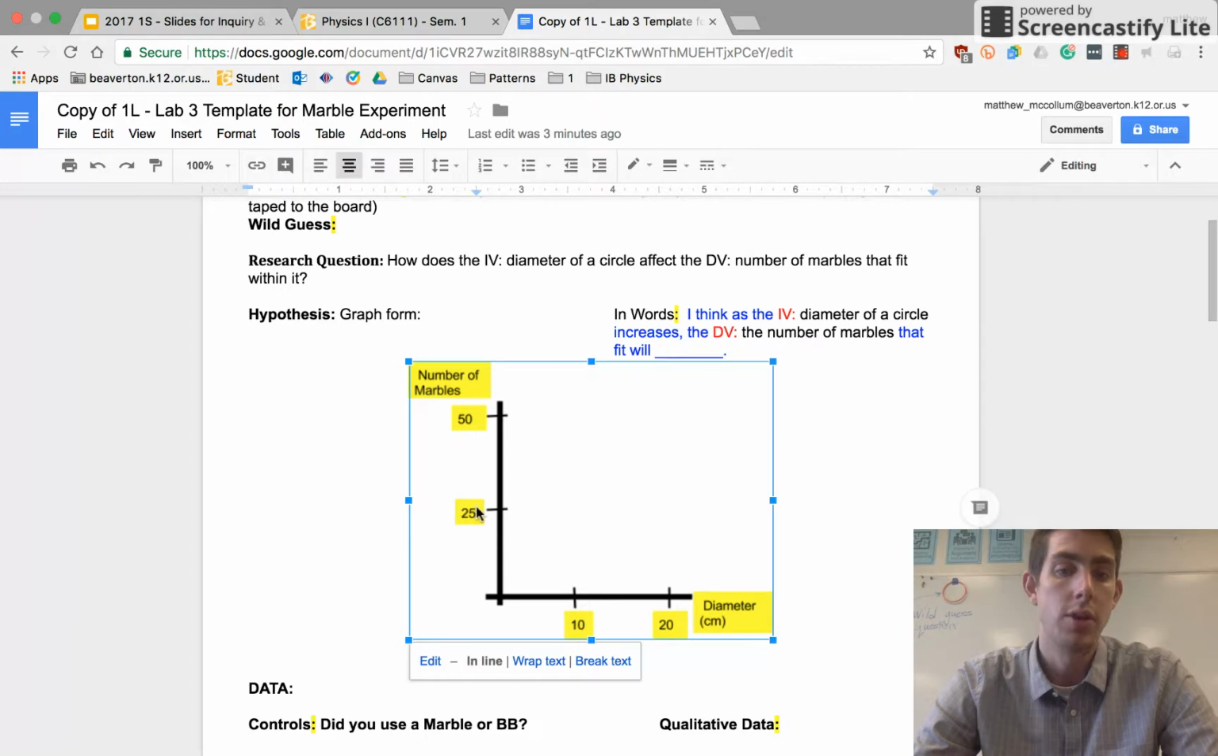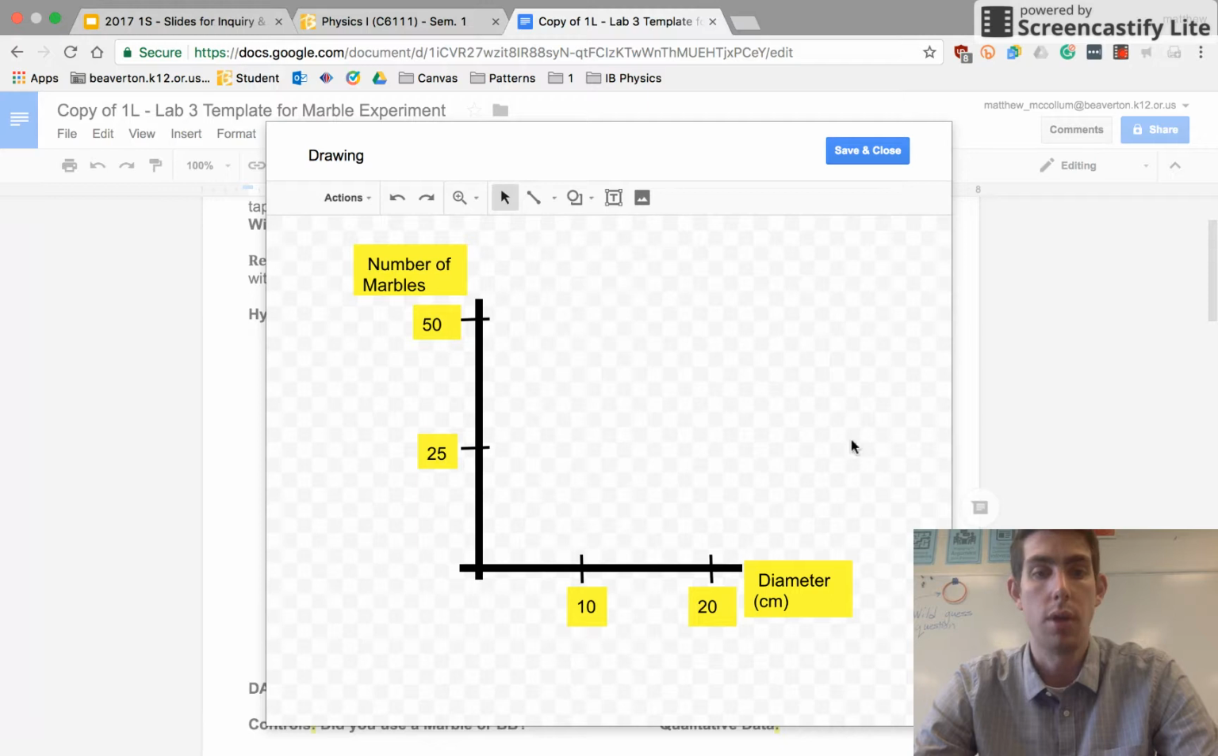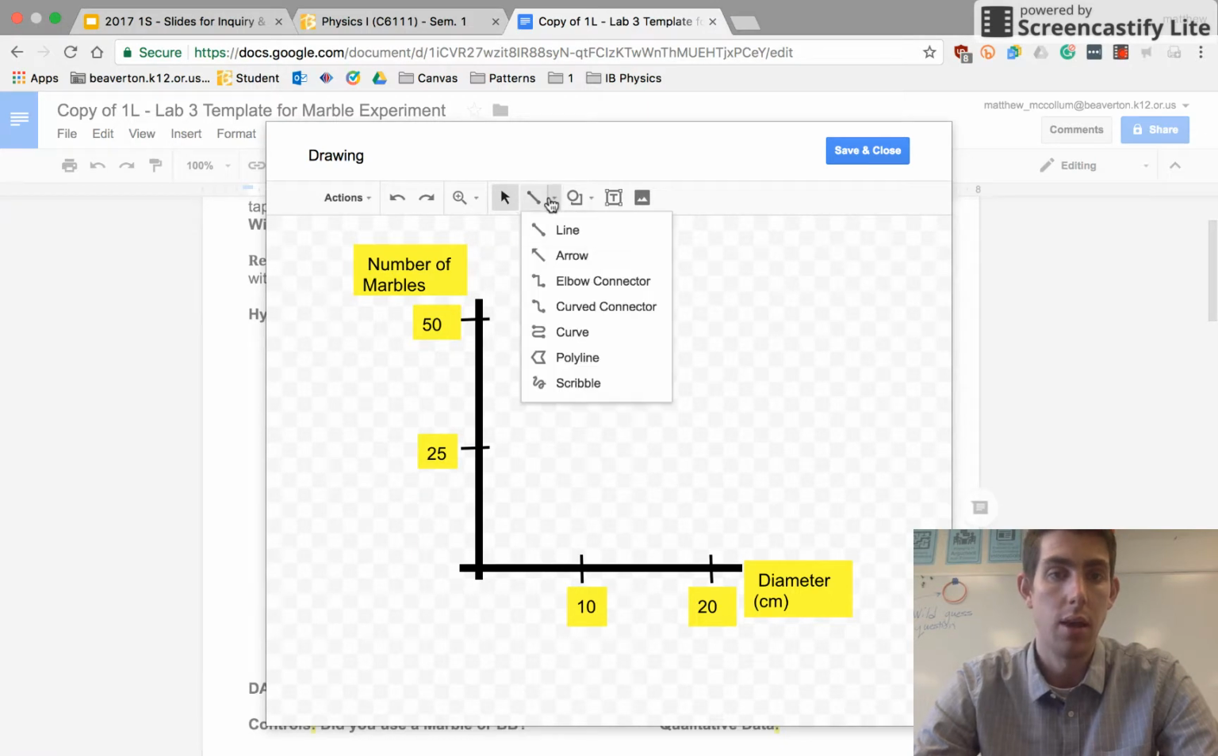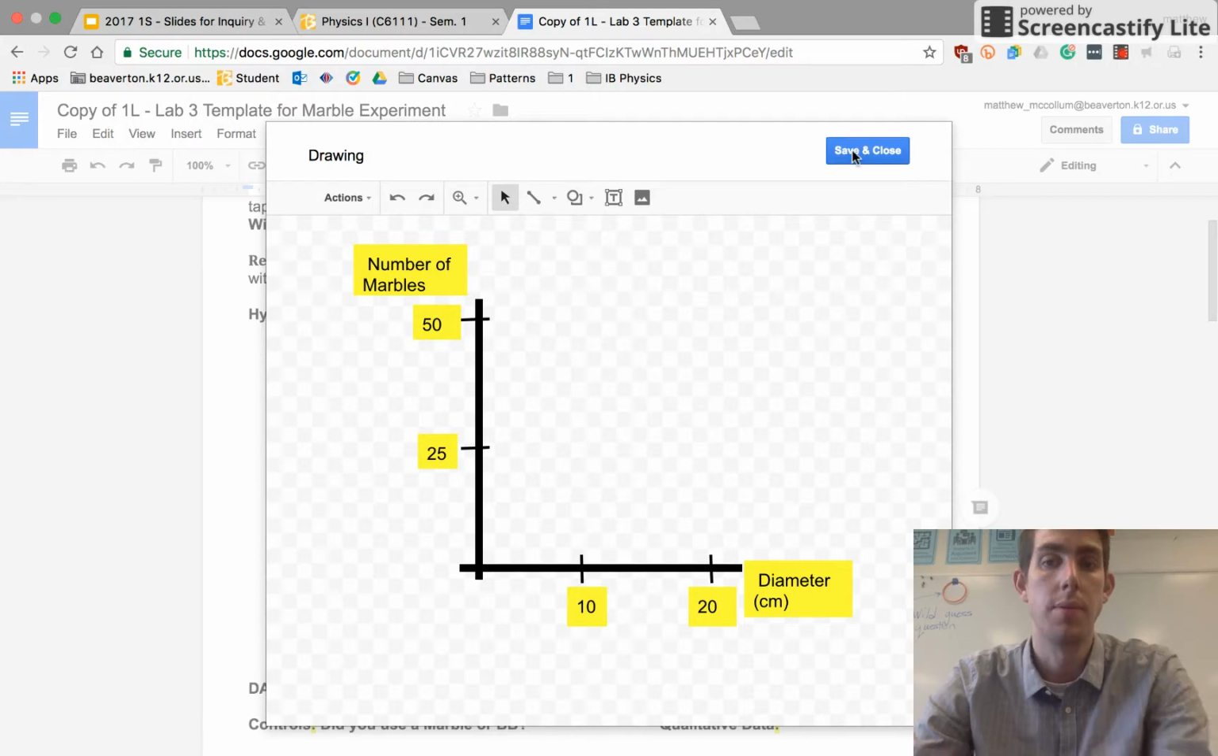Then I want you to go ahead and edit in what you think the graph of this will look like. Remember, if you click up here on line, you can make the line, or you could curve it. You choose what you want to do. So go ahead and pause the video now and get your hypothesis done.